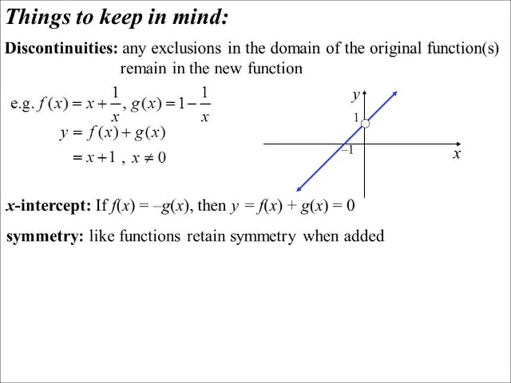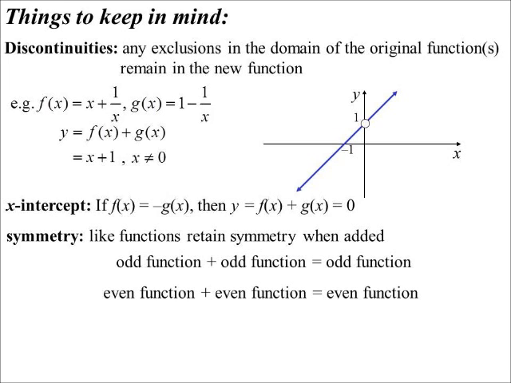Symmetry. I was trying to work out how to actually write this, and I thought, okay, I'll say it this way: like functions retain symmetry when added. So what I mean by that is, if you add an odd function with an odd function, so they're like symmetrical functions, it will still be an odd function when you add them together. Same with even. But if you add an odd with an even, you're not going to get anything there. You're going to lose some symmetry.